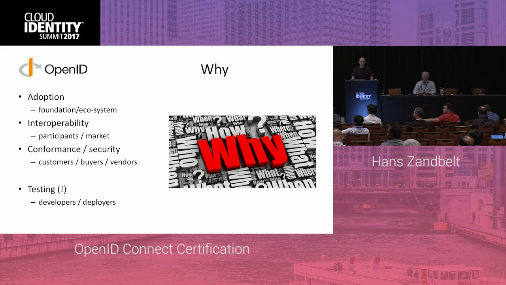And then the third reason why you do this is of course conformance in an interoperable way, but also in a security way, right? And that is important for customers, right? Customers that actually deploy OpenID Connect. How can you make sure that you're dealing with a relatively well-designed and interoperable and secure implementation? So important for buyers, but also for the vendors themselves to market their implementation in such a way.